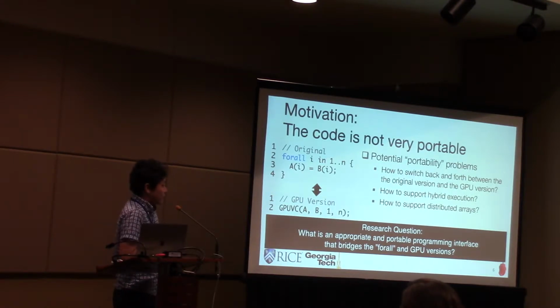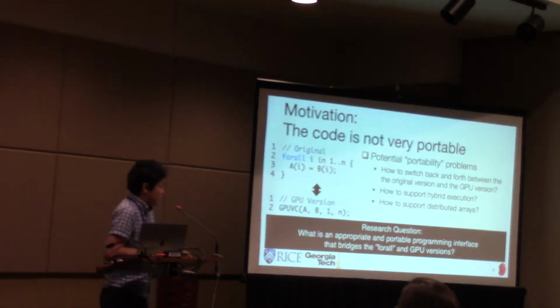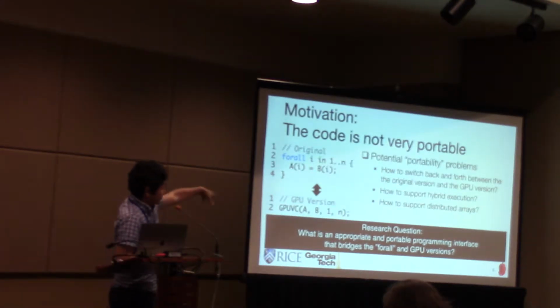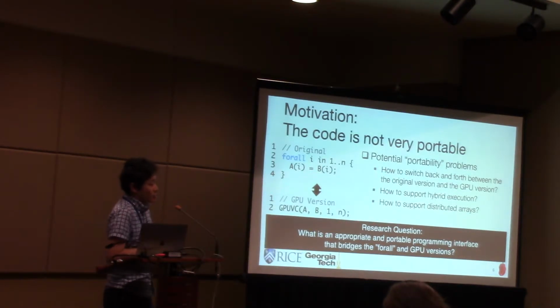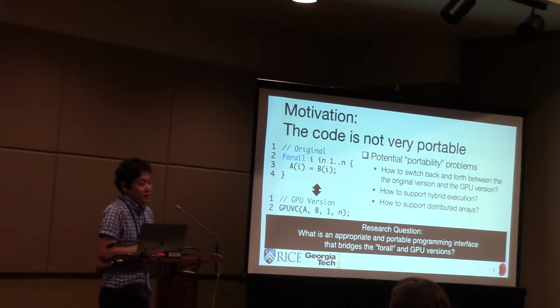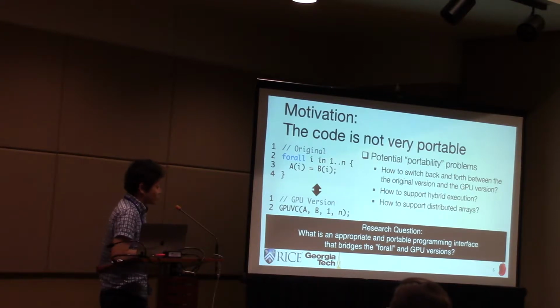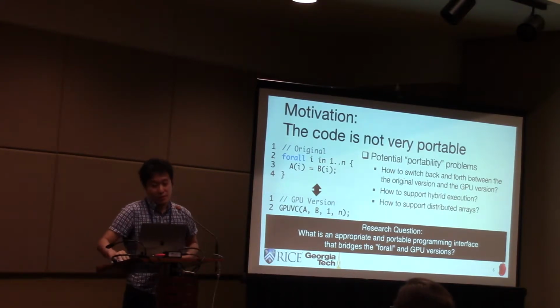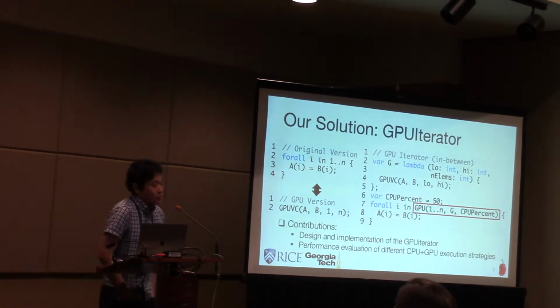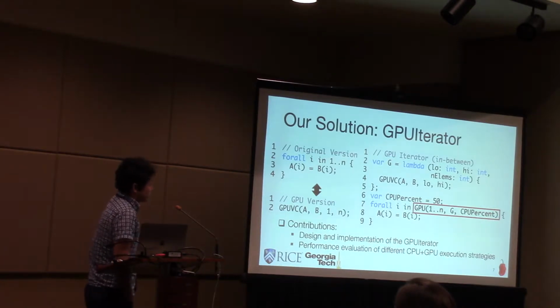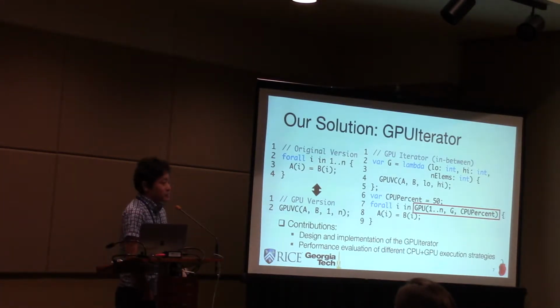So our question is, what is an appropriate and portable interface? And that brings us to these two versions, as I mentioned earlier. We actually don't want to comment in and comment out these codes so that we can switch back and forth between them. So what we want is a really nice programming interface between the two versions. Our solution is a kind of in-between version.